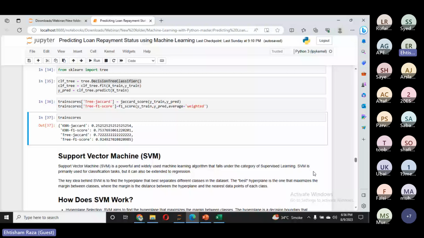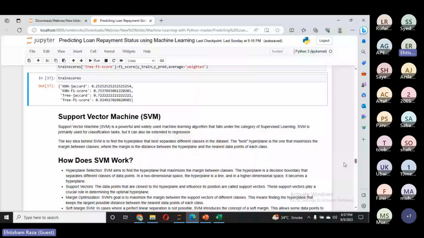The key idea behind SVM is to find the hyperplane that separates different classes in the data set. The best hyperplane is the one that maximizes the margin between classes, where the margin is the distance between the hyperplane and the nearest data points of each class. So it creates a line which separates the data points of the two classes from each other, and the one with the maximum margin is called the best hyperplane.